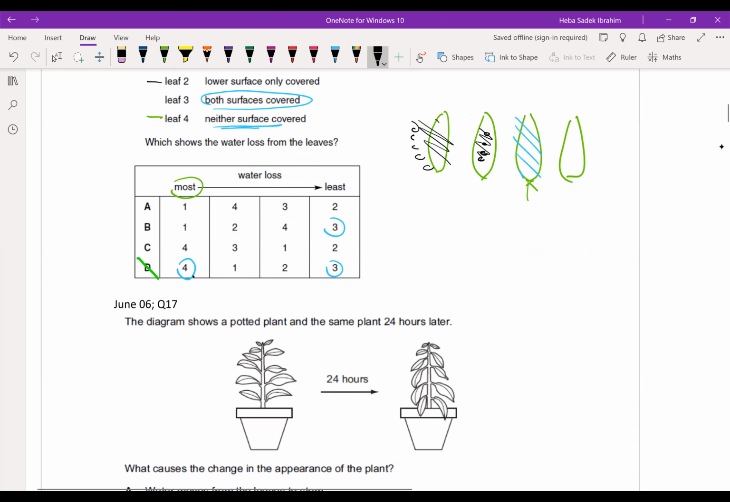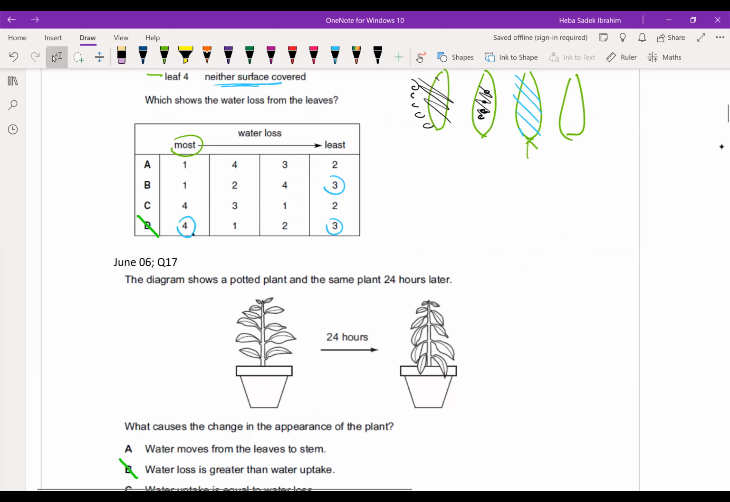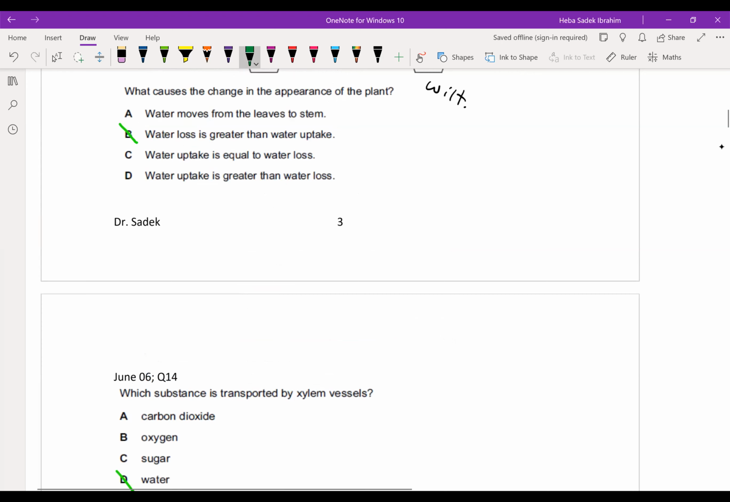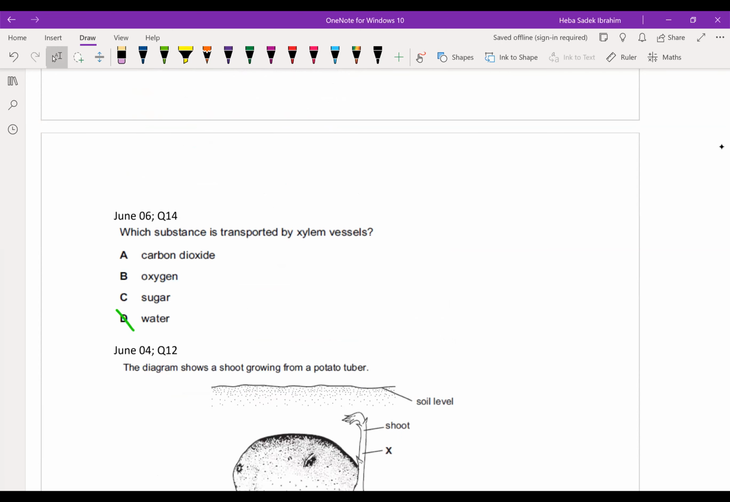Next, we set up our plant and after 24 hours we want to see what happened. If you look here you'll find the leaves at the bottom are sort of dangling down a bit, which means there was mild wilting here. The water lost is more than the water gained, so water loss is greater than the water gain. How could you tell? By just looking at the shape of the leaves. The leaves are hanging down.